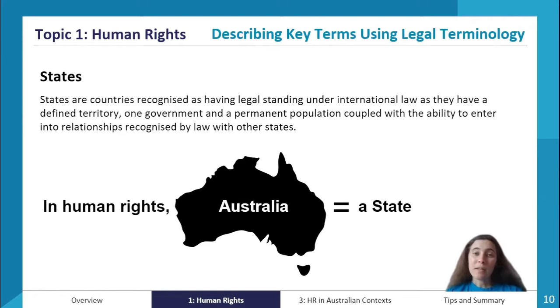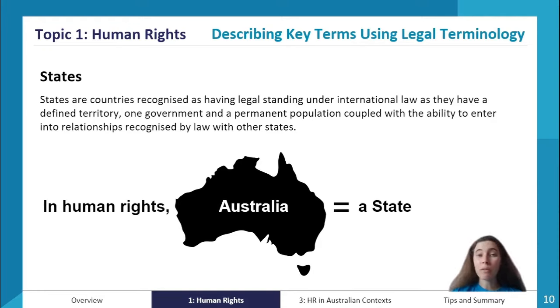So states. Now this is something that can be a little bit confusing because when we think of states, usually we think of Australia as having lots of states within it. So we've got Queensland, New South Wales, Victoria, etc. And all of those districts are states. But in human rights, states have a different meaning. So states are actually countries that are recognized as having legal standing under international law.